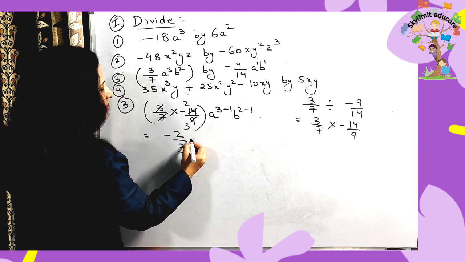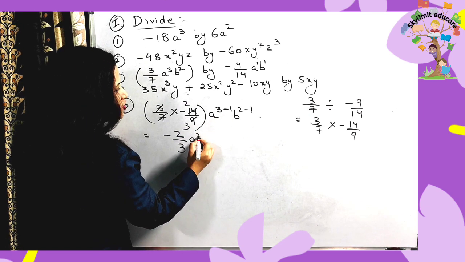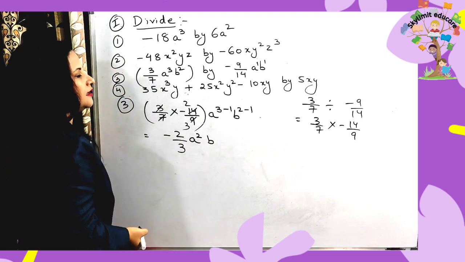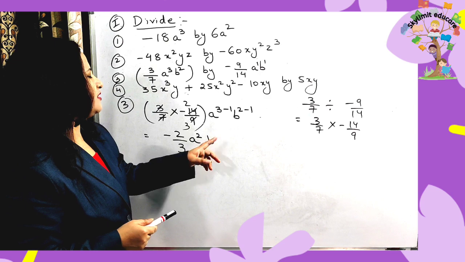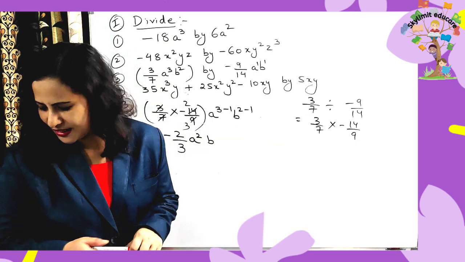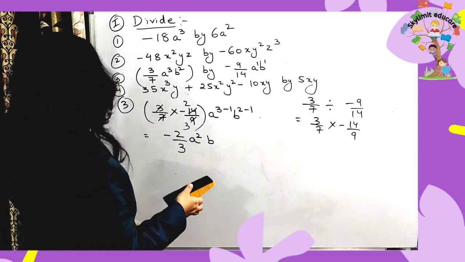And what about this? It becomes what? A to the power of 2, that is a square, and simply b. B to the power of 2 minus 1 is simply 1, so no need to write 1. We are getting a square b. Okay? So do it like this.